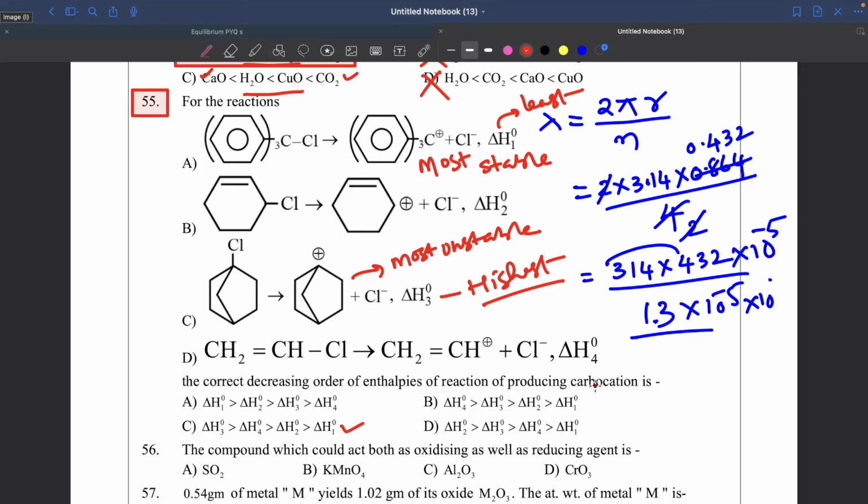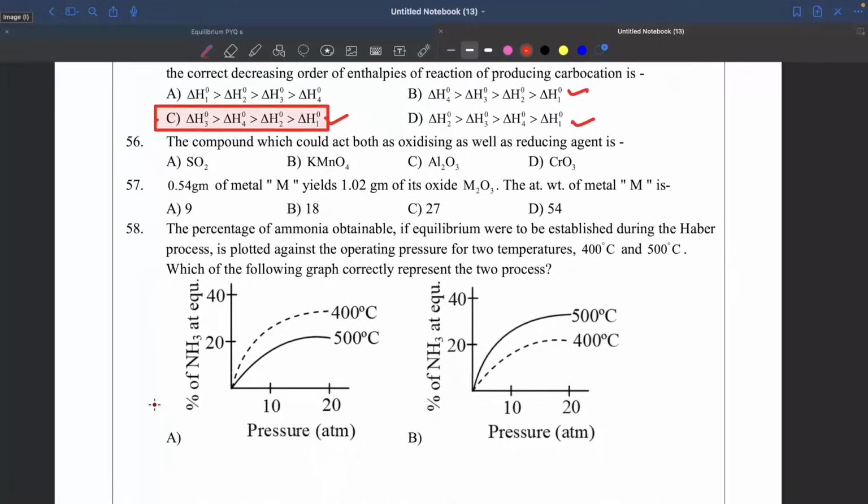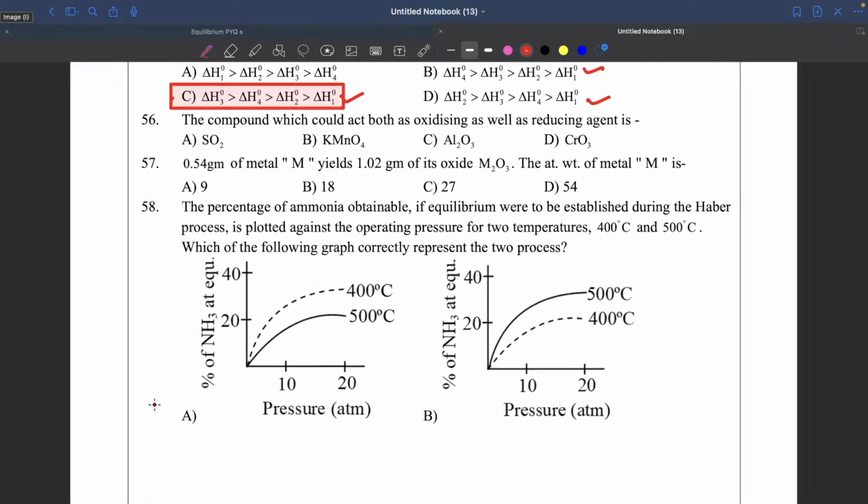So, we have 3 options like that, and we are starting with H3, which is only one option. So, therefore, our answer is C. C is the answer for the question. So, we will move to the next question, the 56th question.